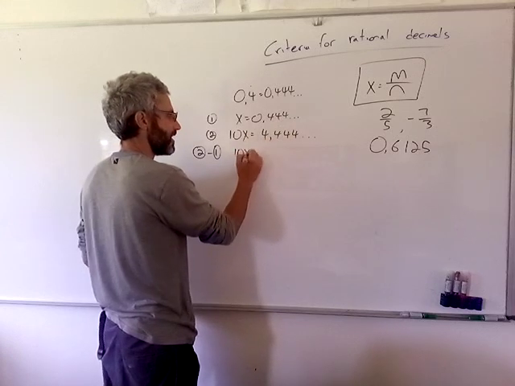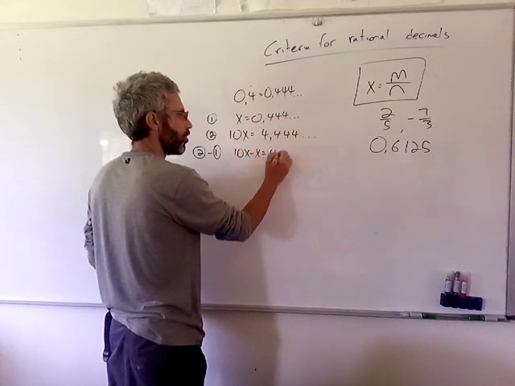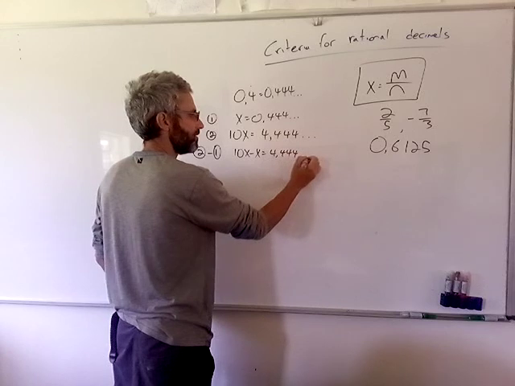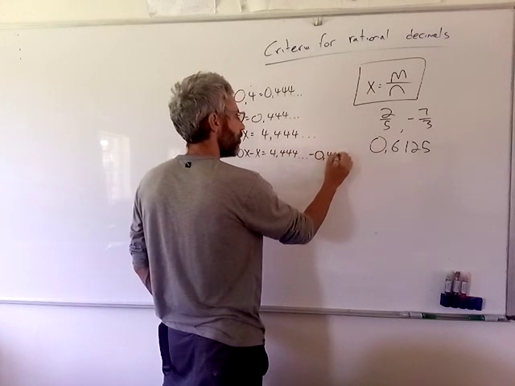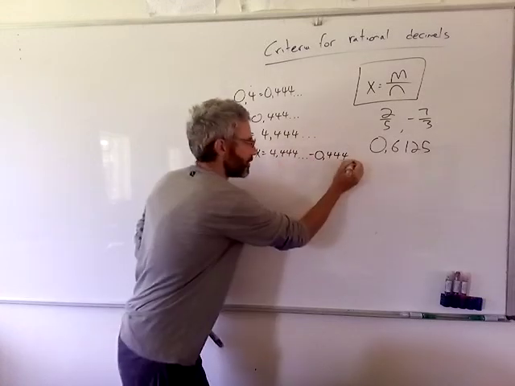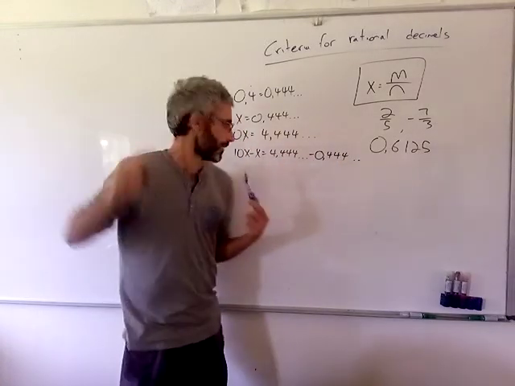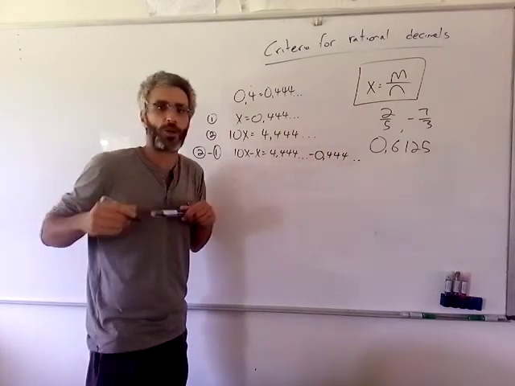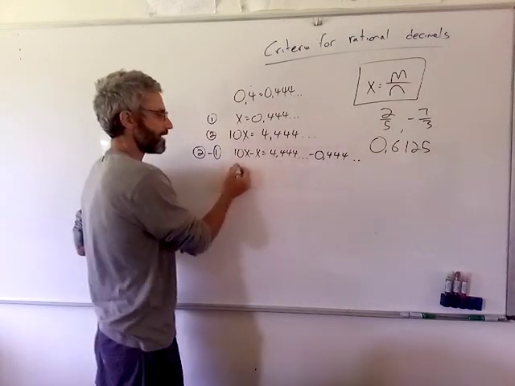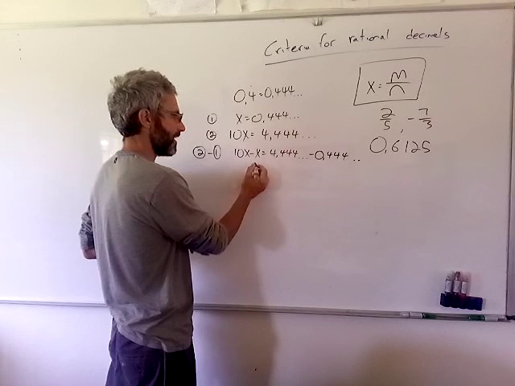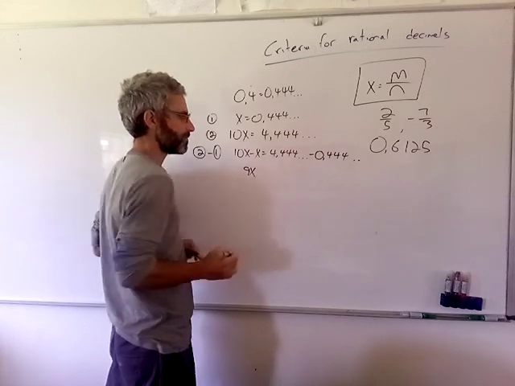So I'm going to write 10x minus x equals 4.444, and it carries on, obviously, minus 0.444, and it carries on. So I can do that. I can minus one equation from another equation, I can add equations, I can do all kinds of stuff like that. Now, the left side is pretty easy. 10x minus x is simply 9x.